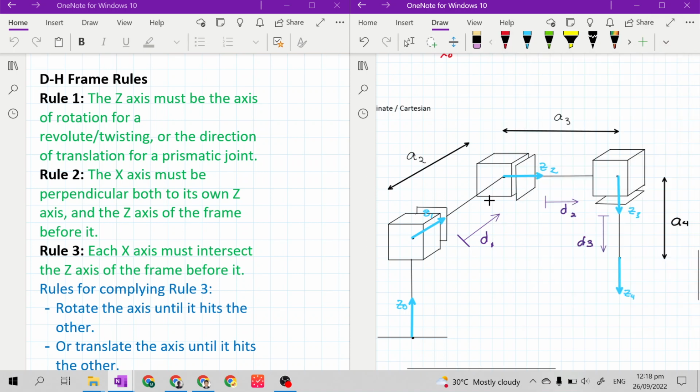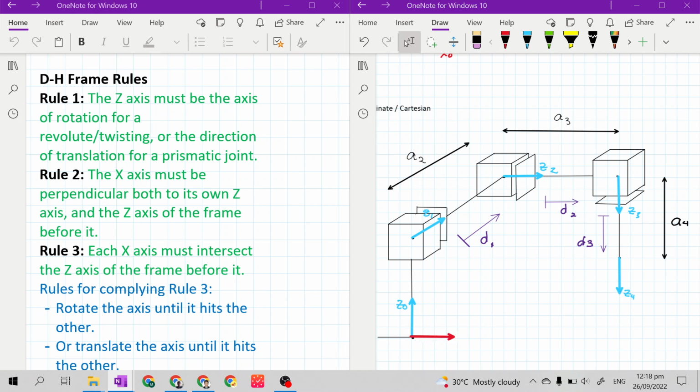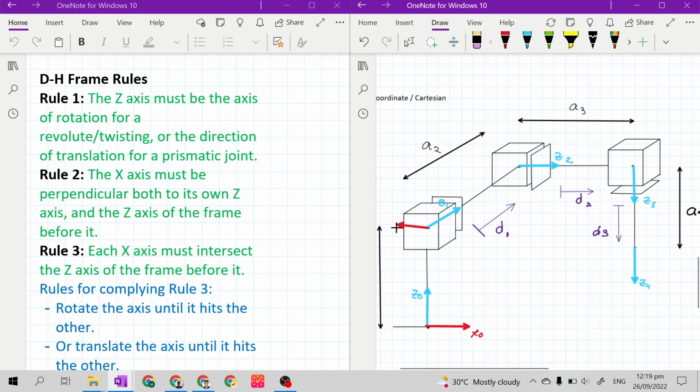The x-axis must be perpendicular both to the z-axis of its own frame and the z-axis of the frame before it. So for the base, we don't have a z-axis before this frame. So I will choose x-axis to the right. Okay, I will draw it to the right. Next, for x sub 1. So z sub 1 is pointing to the back and z sub 0 is pointing upward. So we have only two choices. It's either left or right. So I will choose right.